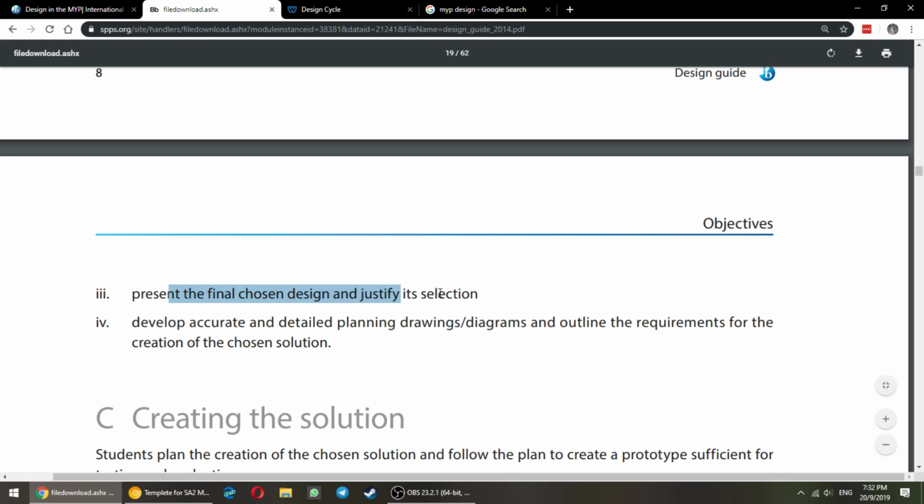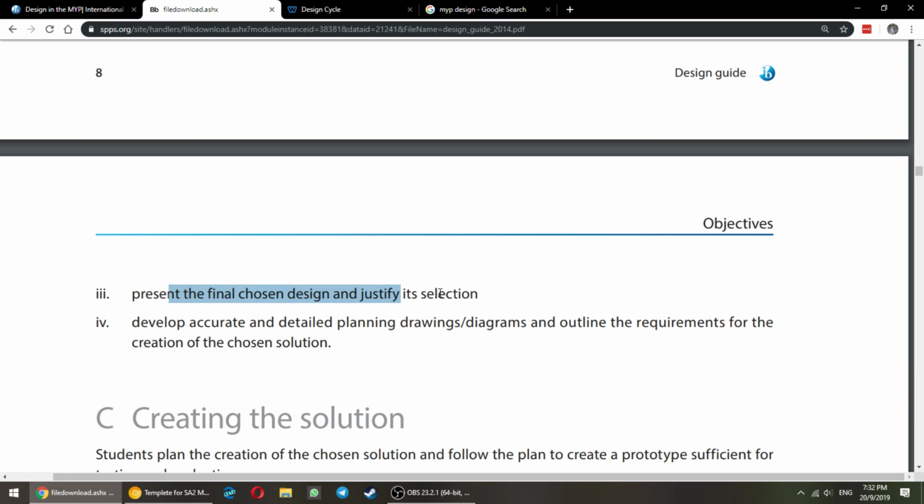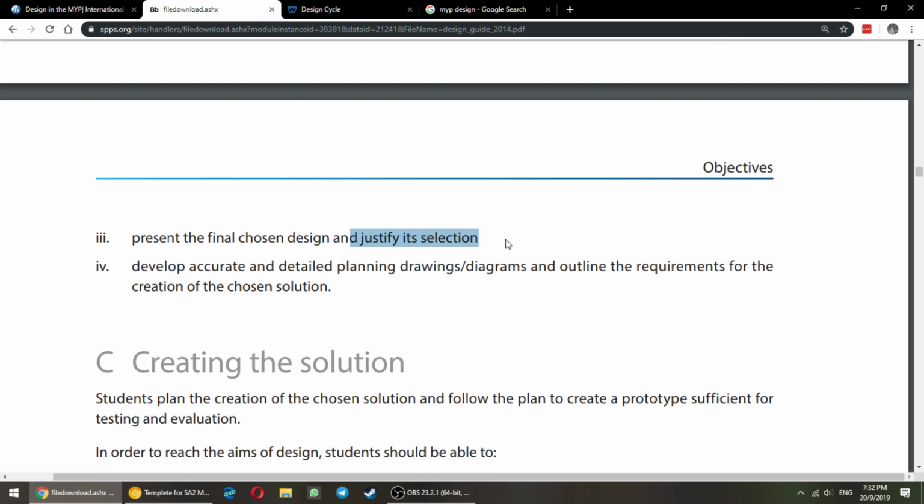So the last one is to present the final chosen design and justify its selection. So in this case, between the 3 of them, try to pick one of them out, rate them from 1 to 10, which one is better, and try to choose from them. And to justify its selection is basically just to write a short paragraph on why you have chosen this product, why you have given it a certain score in a certain place, why it is the best in terms of aesthetic, why it is the best in terms of the materials. Justify the selection, justify the numbers that you put in for them.